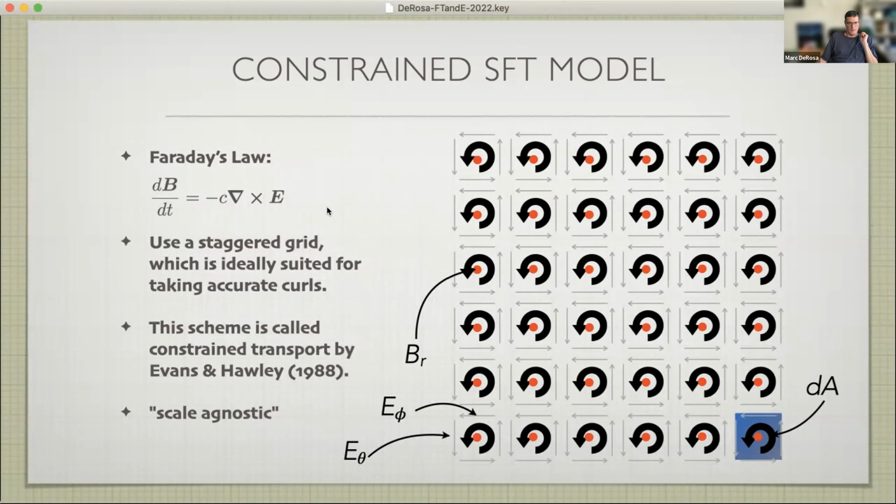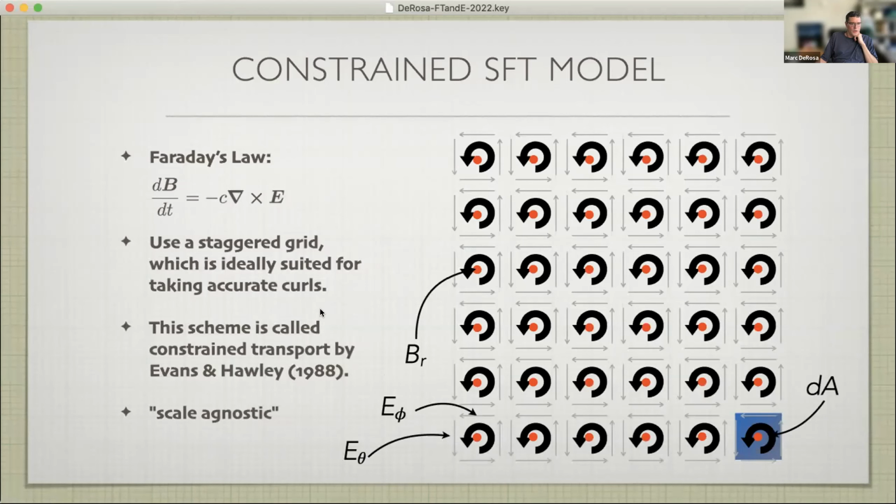Then numerically, it's simply a matter of determining the evolution of BR, dBr/dt. You just take the curl around each cell, add up the four values of the E's, and you get dB/dt after accounting for the area, of course.